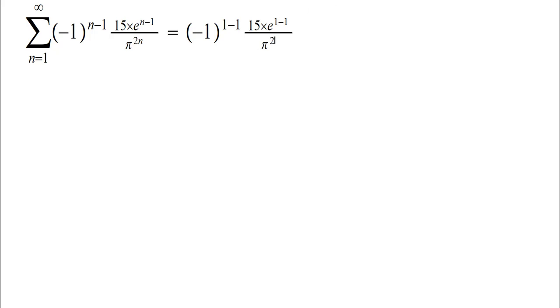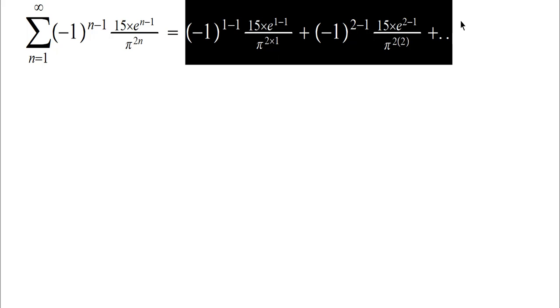Let me get there quickly. For the second term, instead of 1 we shall type in 2, and here is what we get. And then after that, since the situation is easy, we can write it out more easily.